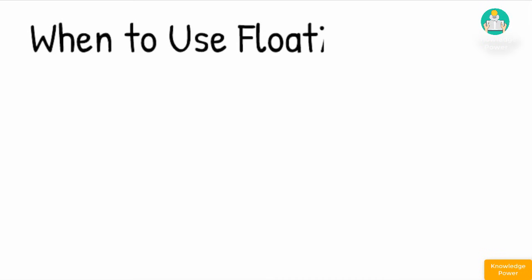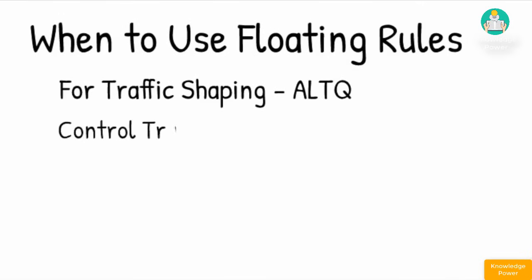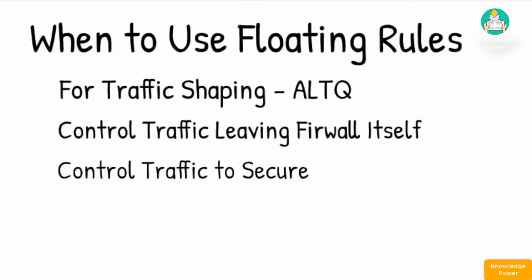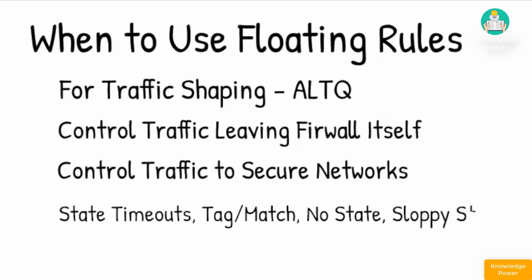Some uses for floating rules include traffic shaping with ALTQ, controlling traffic leaving the firewall itself, for example, to prevent the firewall from reaching specific IPs or ports, ensuring no traffic can exit from other paths into a secure network, regardless of any other firewall rules created elsewhere, and when you're using state timeouts, tag match operations, no state, and sloppy state rules for asymmetric routing.